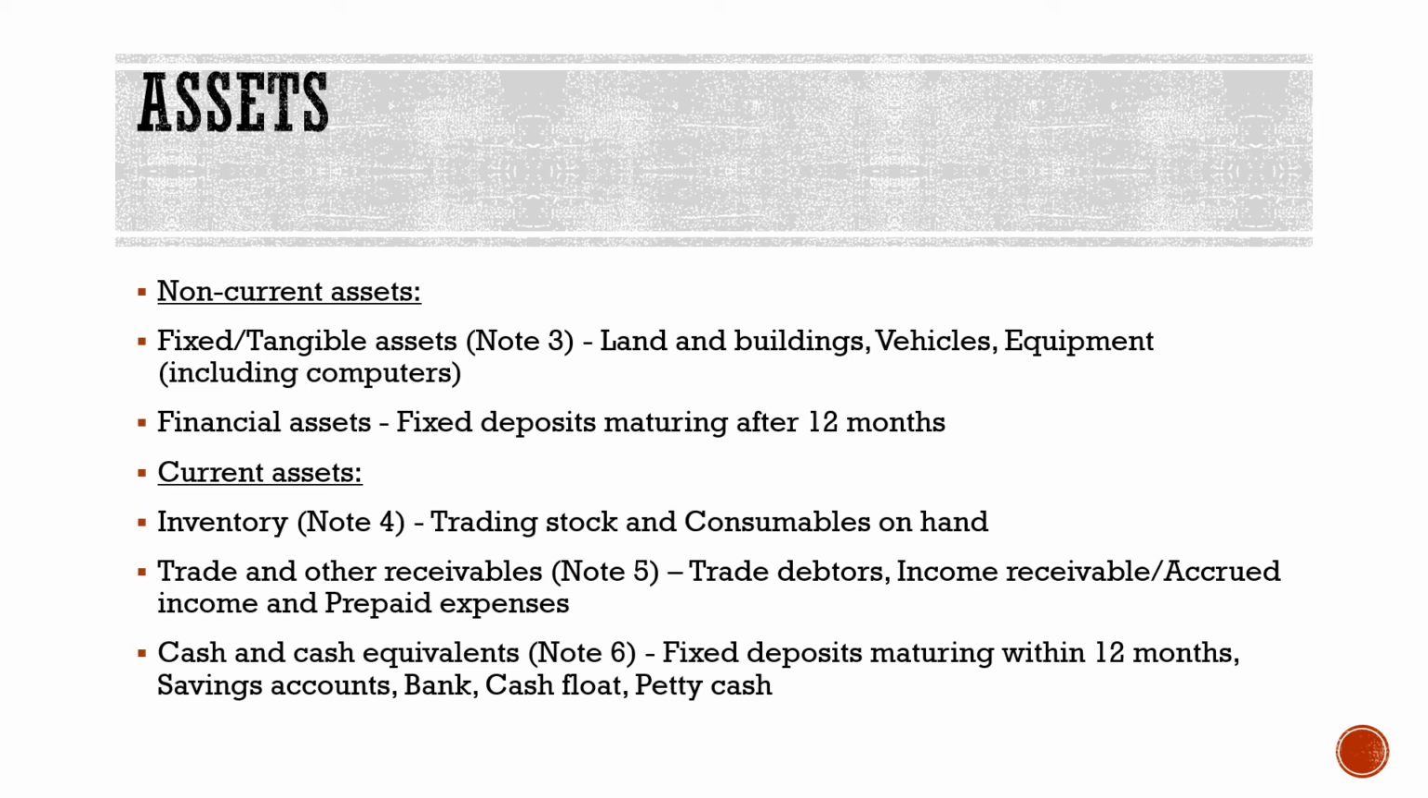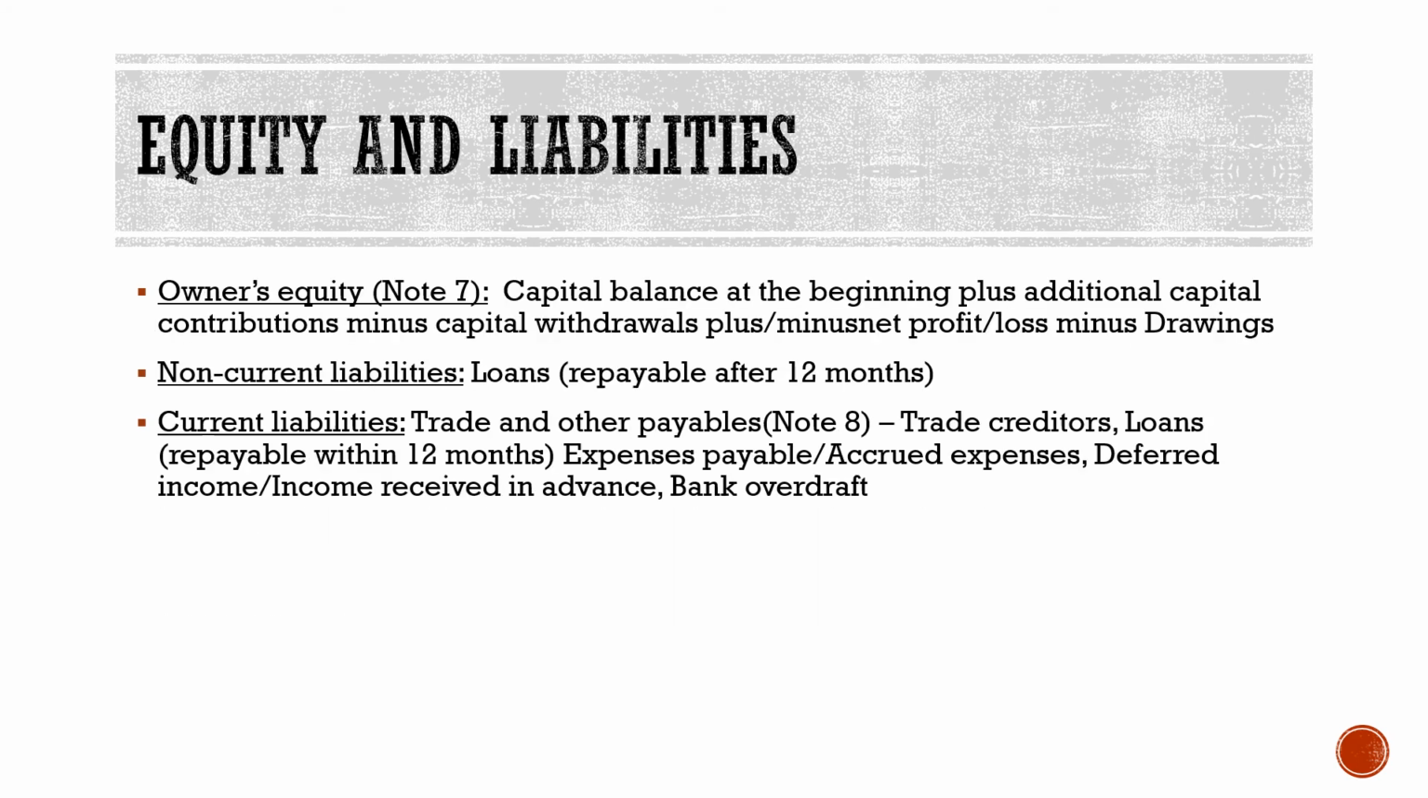Trade and other receivables, note number 5: trade debtors, income receivable, accrued income and prepaid expenses. Cash and cash equivalents, note 6: fixed deposit maturing within 12 months, savings accounts, bank, cash float and petty cash. Equity and liabilities, owner's equity, note number 7: capital balance at the beginning plus additional capital contributions minus capital withdrawals, you know it as drawings, plus or minus profit or loss minus drawings.